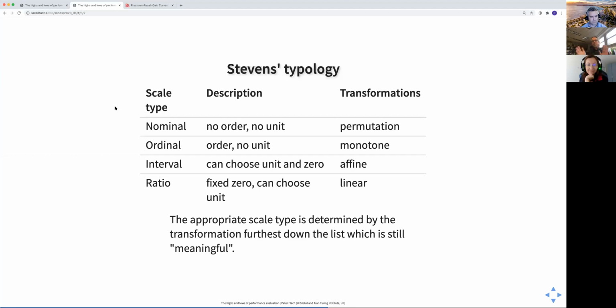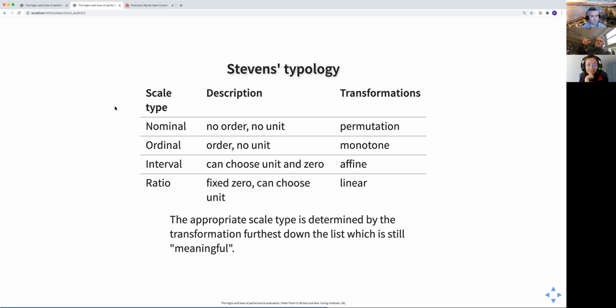Then we have interval scales where differences make sense, but I don't have a meaningful zero, right? So for example, if I measure temperature in Celsius, it doesn't really make sense to say that 40 degrees Celsius is twice as hot as 20 degrees Celsius, because it's not true in Fahrenheit, right? So we can choose our zero. The zero doesn't mean anything.